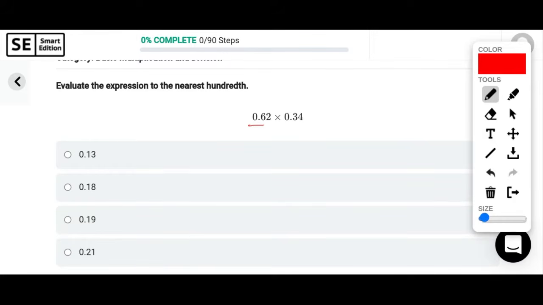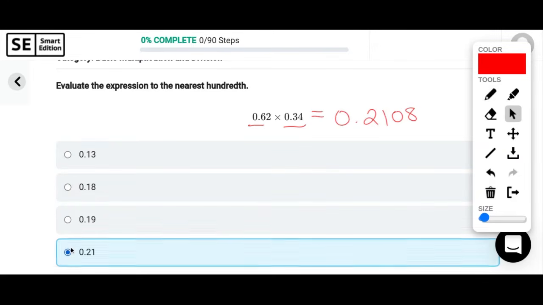So for this, I would just plug this right into your calculator. You're given a calculator with the 4 basic operations. So I would plug this right in, and when you do, you will get this. And although that is not one of our answer options, we're going to choose the one that is closest. So our answer here would be 21 hundredths.